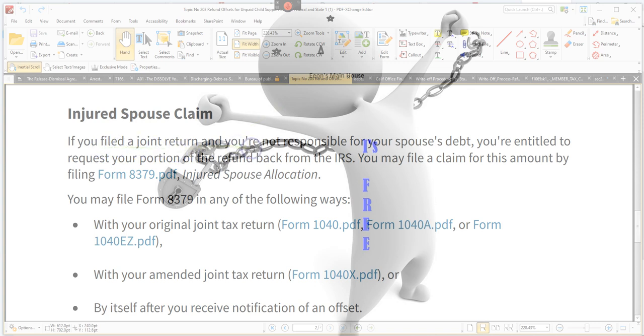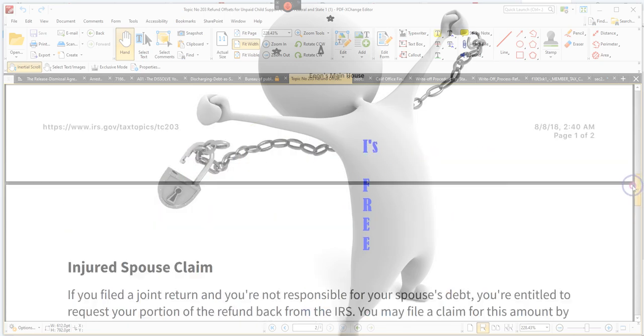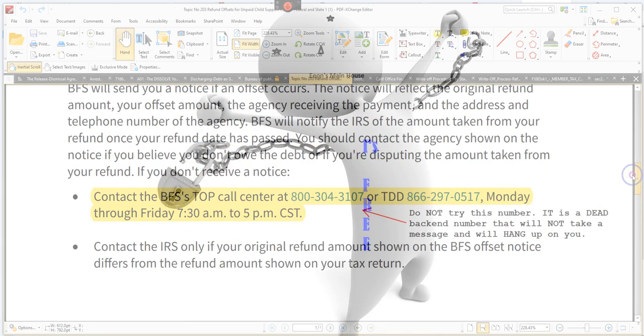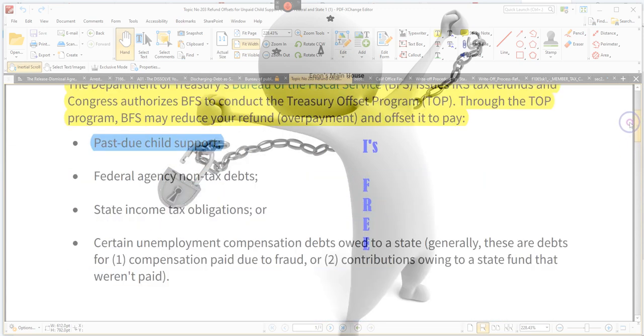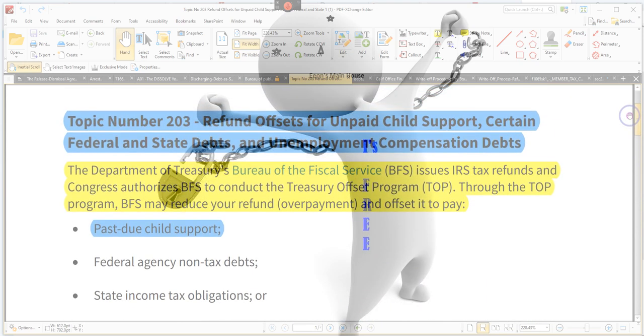If you file a joint return and you're not responsible for your spouse's debt, you're entitled to request your portion of a refund back from the IRS. Now, let me show you why I'm showing you this document, okay? Because it is necessary. Somebody went and highlighted some stuff on this document, and I like what they highlighted.